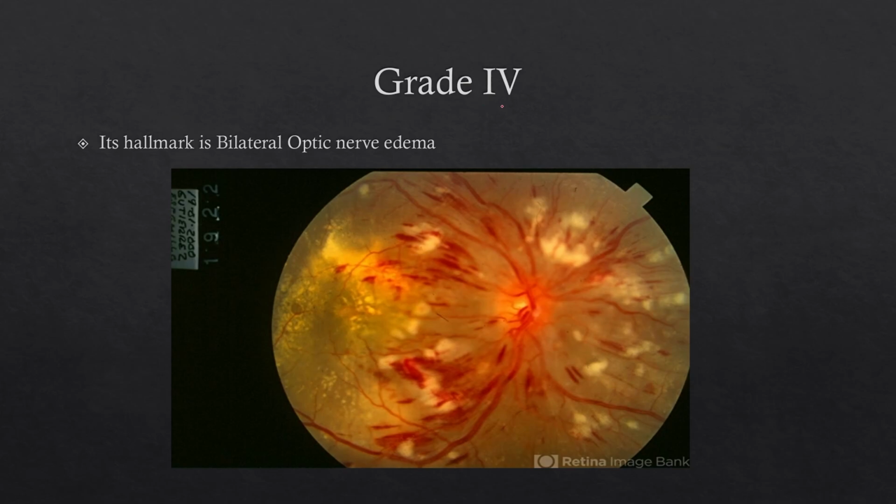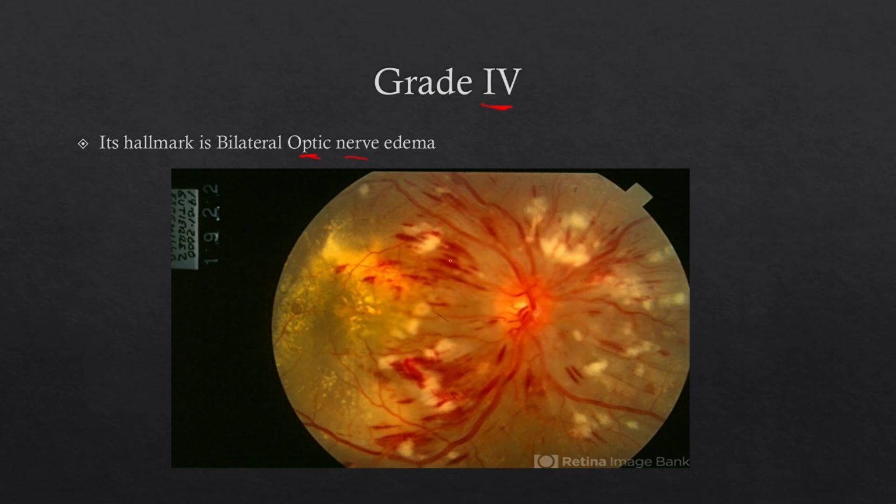And moving on to the final and last grade, which is an emergency, we have grade 4 hypertensive retinopathy. So keep in mind, its hallmark is bilateral optic nerve edema. So how could edema occur in the optic nerve, and why is it bilateral? So with malignant hypertension, very high blood pressure, okay? What begins to happen? There is an increase in the intracranial tension, okay? Now this intracranial tension manifests as bilateral optic nerve edema.